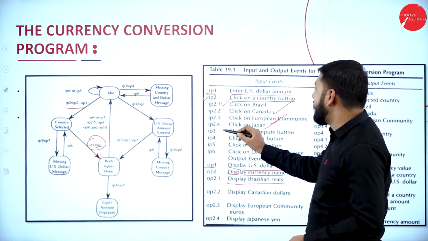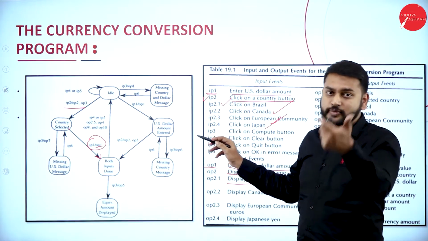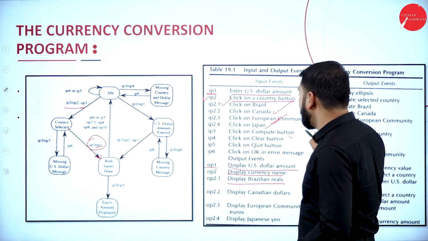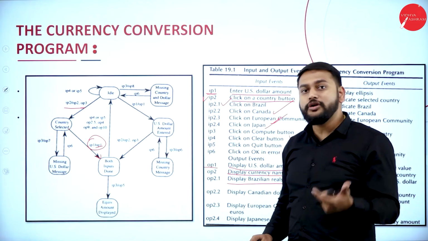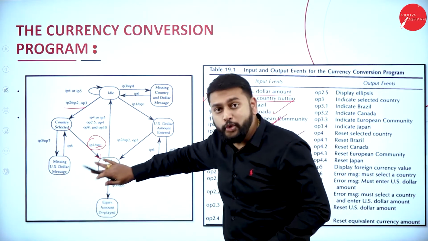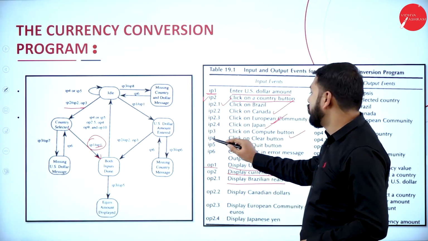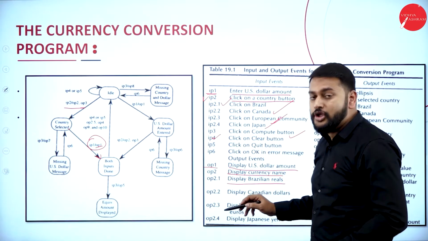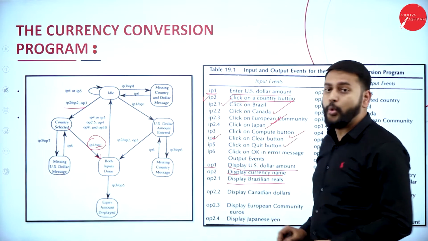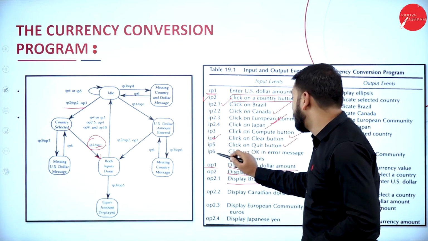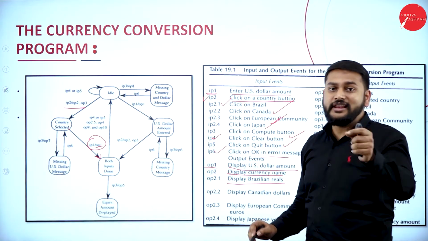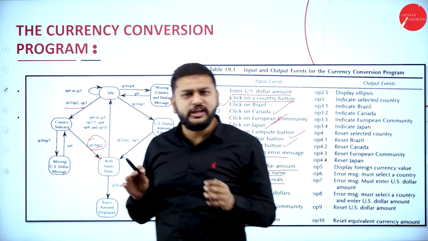So guys, after selecting a country, what is the third input that you have to select? Click on the compute button. When do you click on the compute button? When you have both the inputs, you will click on the compute button. After that, you can also click on the clear button. You can also click on the quit button. You can also click on OK if any error occurs. This is what you need to understand.